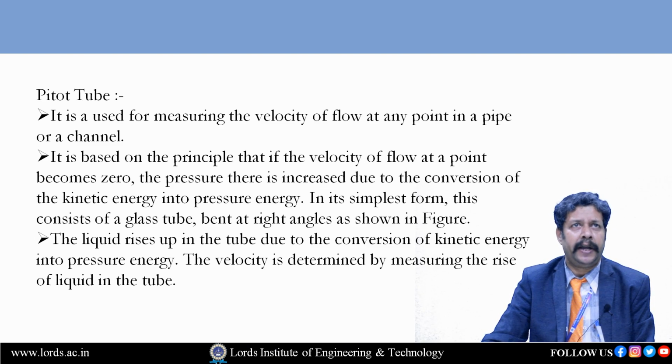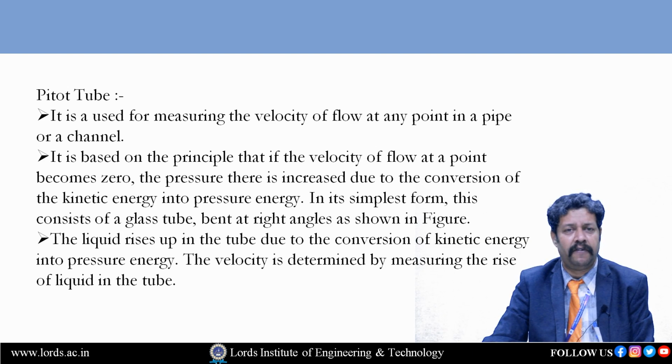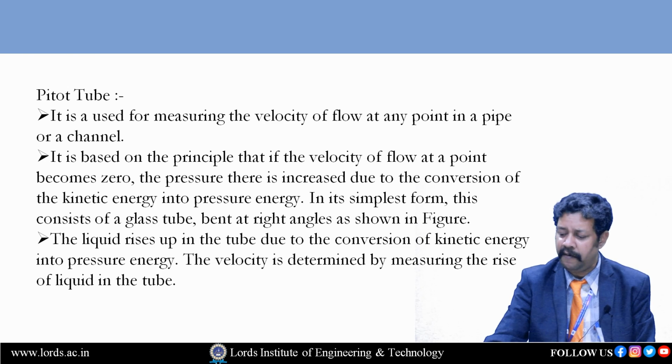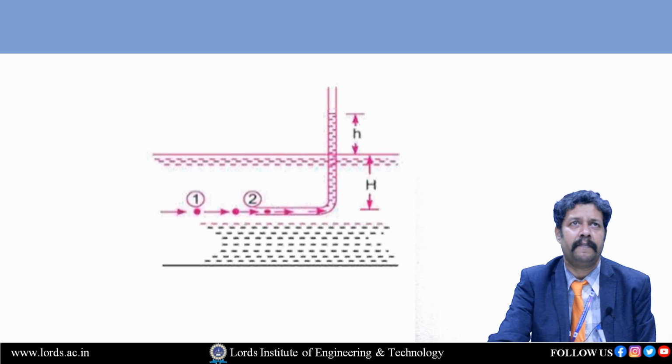Next is pitot tube. Pitot tube is a device which is used to measure velocity directly in the laboratory. Here, whenever the velocity of flow at a point becomes 0, its velocity head is converted into pressure head, or kinetic energy is converted into pressure energy. Based on this, our pitot tube is working.